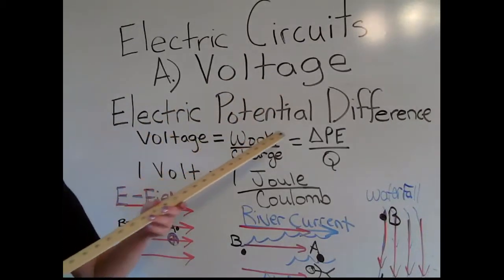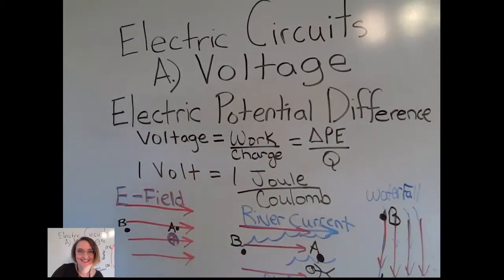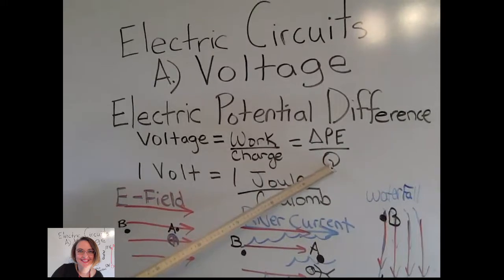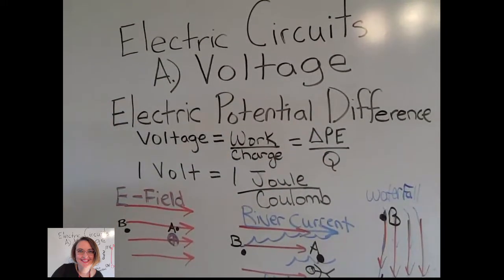Voltage is an electric potential difference. And what electric potential difference is, is the amount of work per unit charge that is placed in an electric field. It's the change in potential energy per unit charge. Electric potential difference is what we define as voltage, with 1 volt being equal to 1 joule of energy per Coulomb.